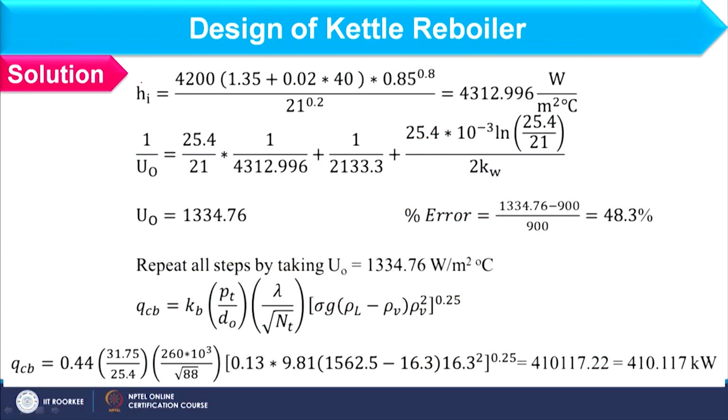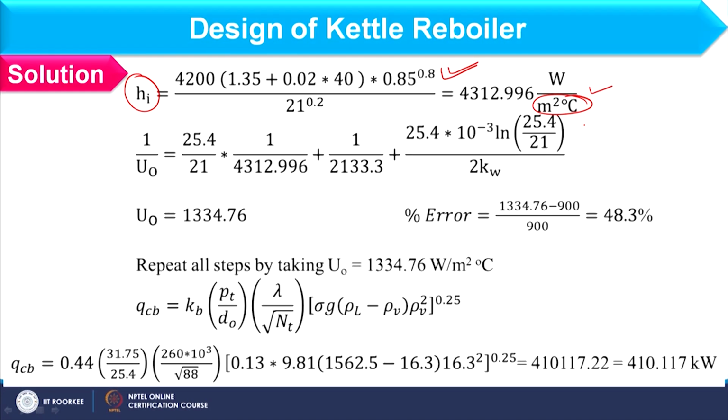And usually in kettle reboiler, passes are 1-2, if you recall the design procedure. Fine. So, in this way we can find out the velocity, and so I can find out the heat transfer coefficient in tube side considering this expression, and the value comes out as 4312.996 watt per meter square degree Celsius, right.